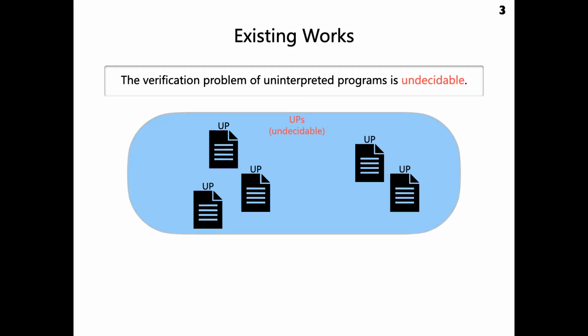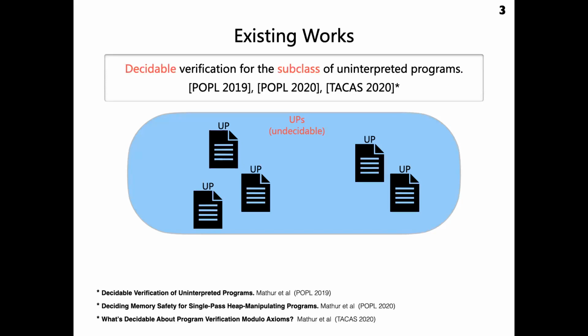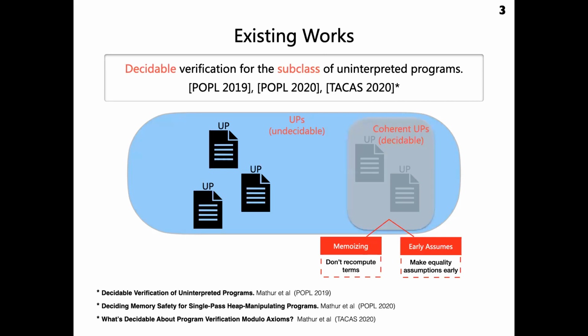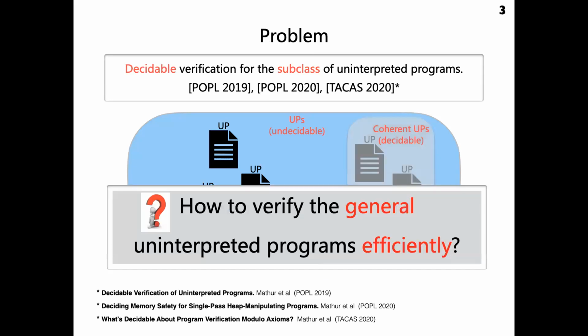For such an undecidable verification problem, there are several works dedicated to finding decidable subclasses of uninterpreted programs. They find that for loss, an uninterpreted program satisfying coherence, which consists of two properties, memoizing and early assumes, has a decidable verification problem. However, here we still want to explore how to efficiently verify general, other than coherent, uninterpreted programs. And this is also the problem this work solves.